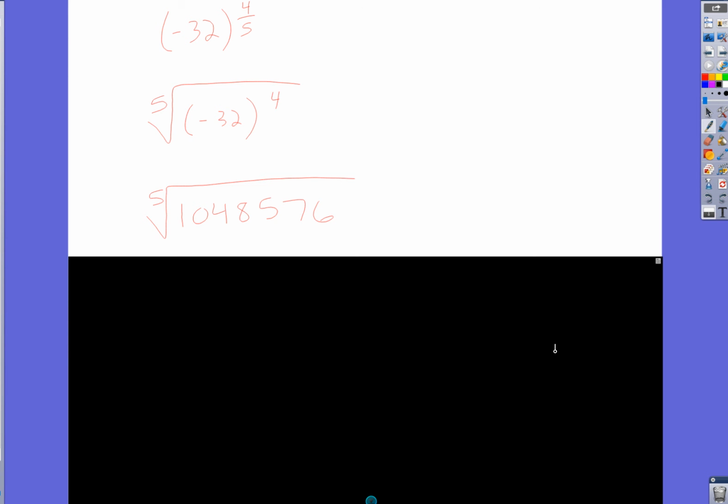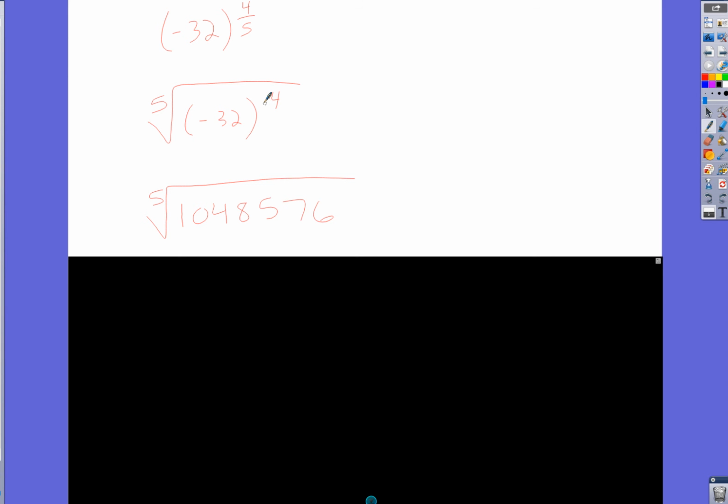Whoa, that's super huge. Yes, I would agree. If your calculator wouldn't do this for you, you'd be in trouble. Well, you wouldn't be in trouble. You just have to go back up here and do a tree. You might not be able to do a tree with 1,048,576, but can you do a tree with 32? Yes. And this 4 would just mean that you would need to put 4 of those trees.